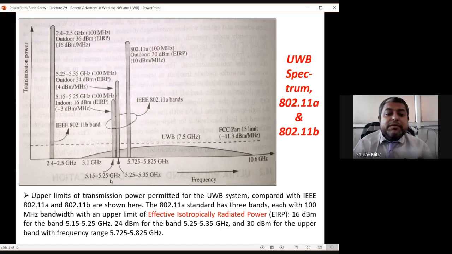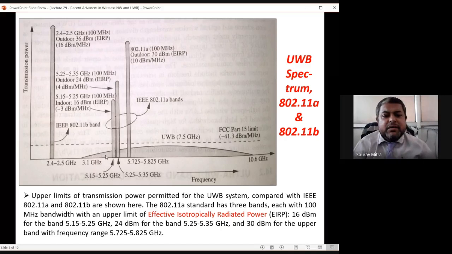This is 5.15 to 5.25 gigahertz. That means how many megahertz? This is also 0.1 gigahertz. 0.1 gigahertz means 100 megahertz. Likewise, all three bands within 802.11a are 100 megahertz wide, but the first, second and third bands have different EIRP. EIRP is a term that we will get to know. So these are the things to be understood from this diagram, and you have to write all these details.